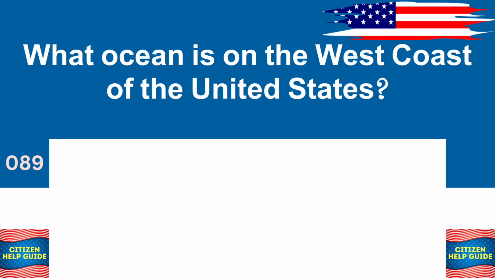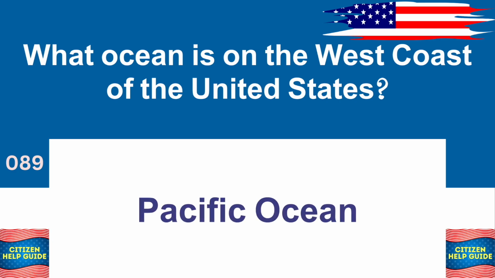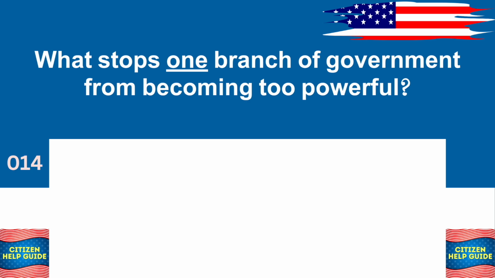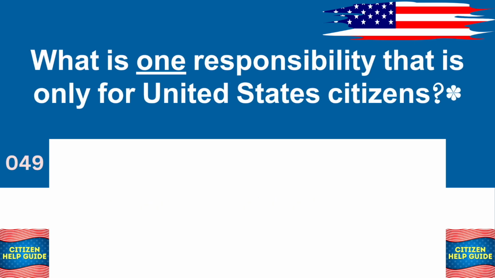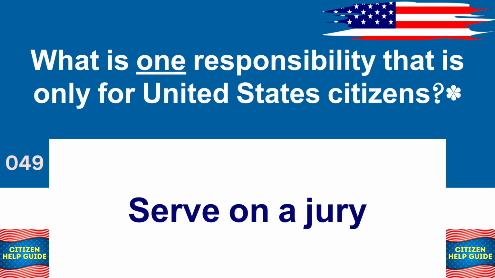What ocean is on the west coast of the United States? Pacific Ocean. What stops one branch of government from becoming too powerful? Checks and balances. What is one responsibility that is only for United States citizens? Serve on a jury.